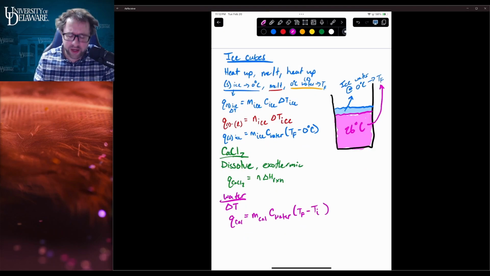So the last part of our theory here, these are all of the pieces. We have what happens to our ice, what happens to our calcium chloride, what happens to the water in our calorimeter. And now we just need to relate all of these.